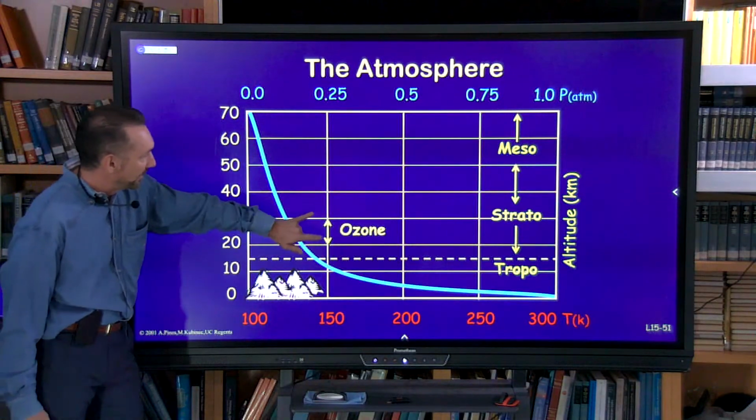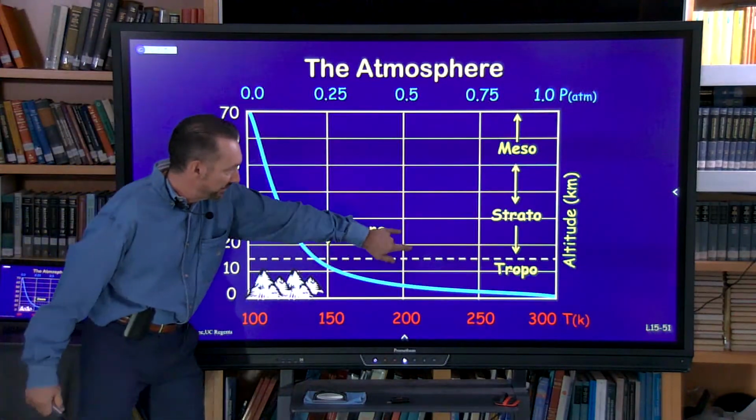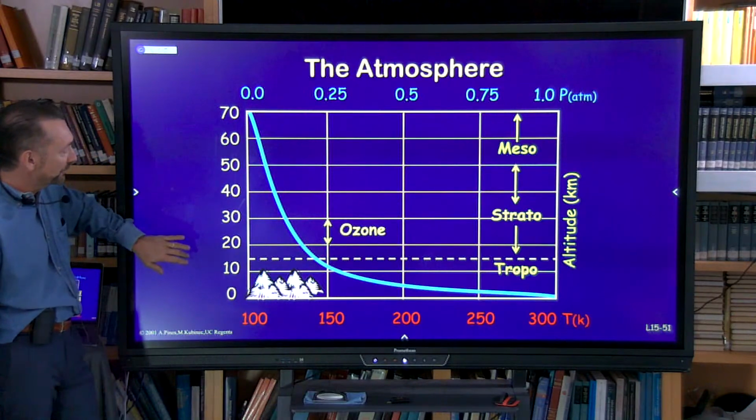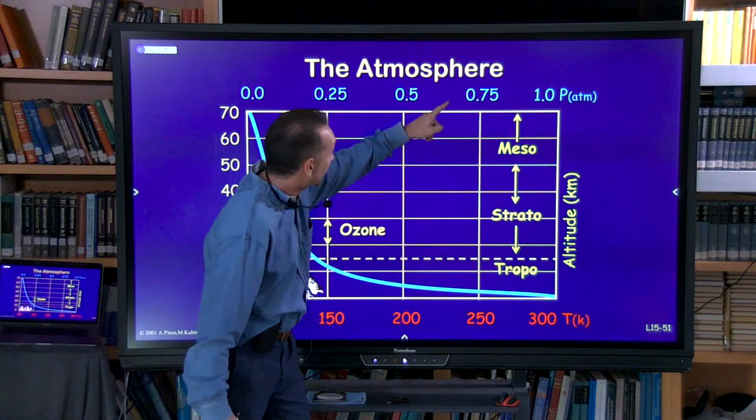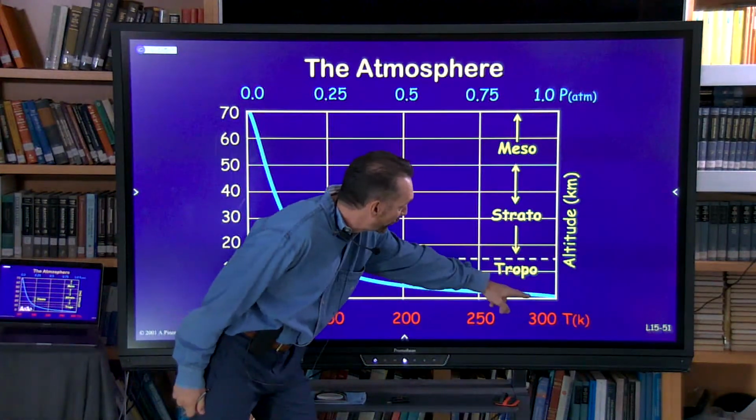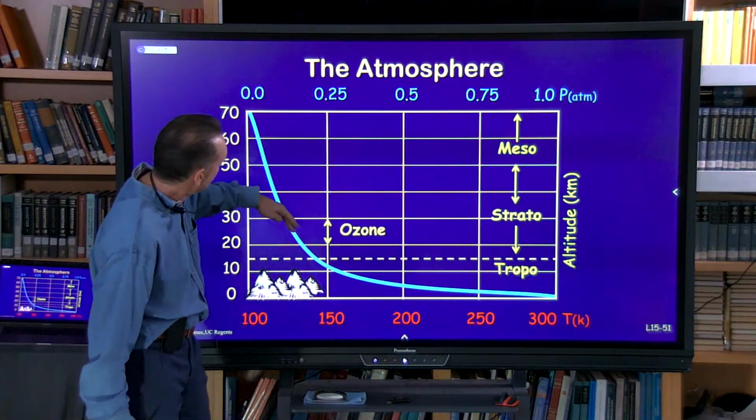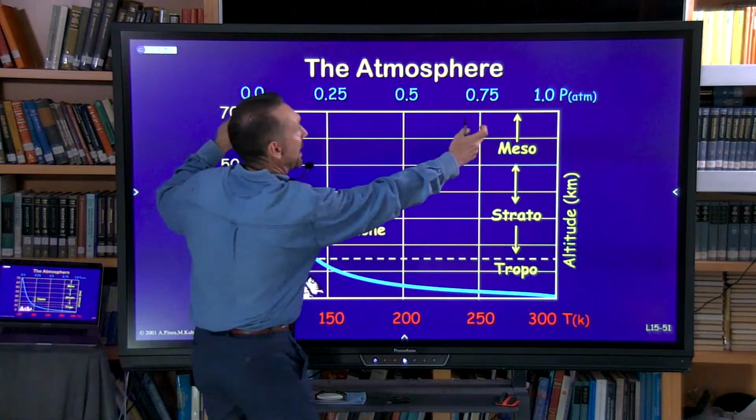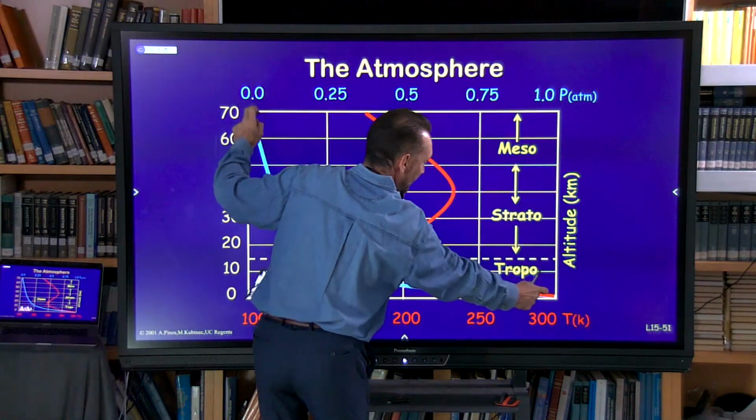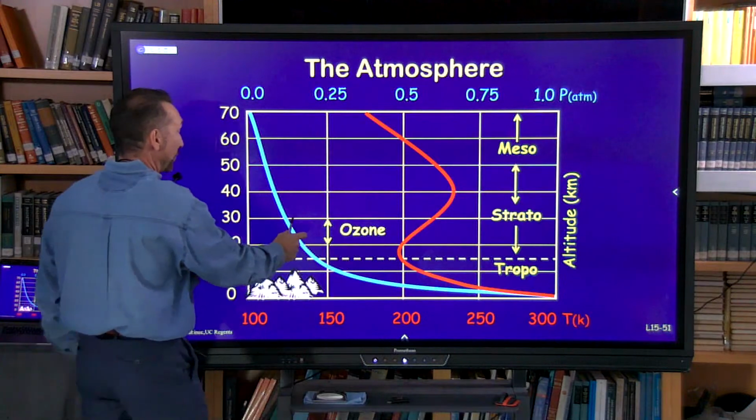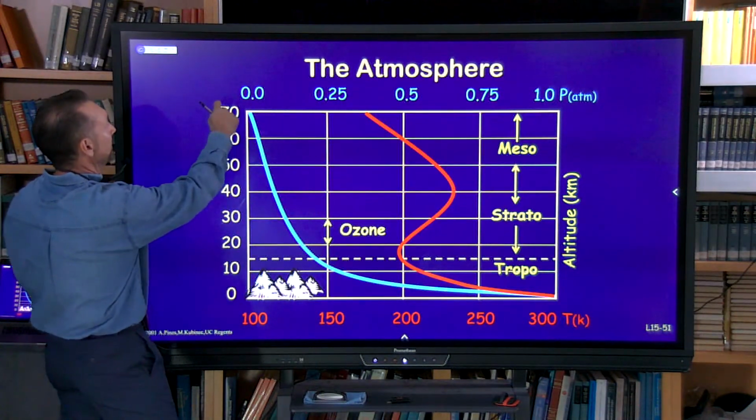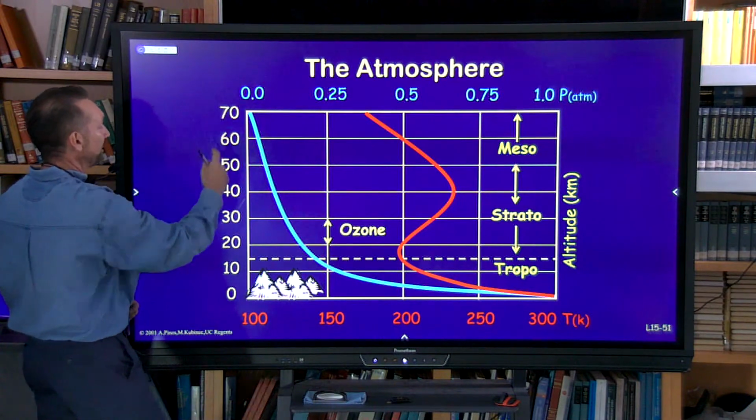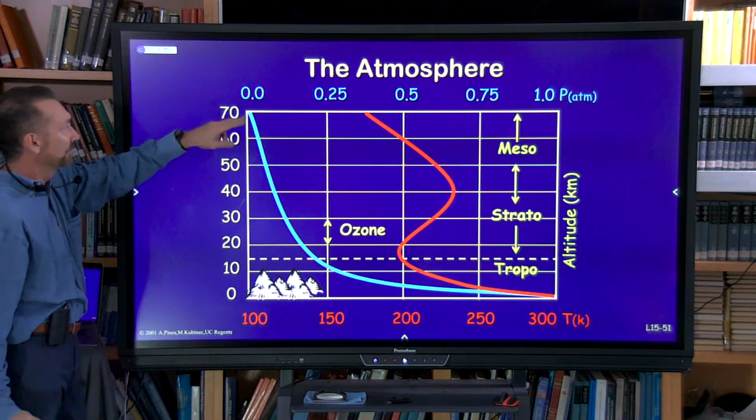And the ozone layer there in the low stratosphere, high troposphere. This is the plot of the pressure in blue. So as you go up the atmosphere, the pressure drops. It starts at 1 atmosphere and drops down. That's the axis of pressure. And by the time you're up here, 70 kilometers above the atmosphere, you're at space and you're getting down to 0.